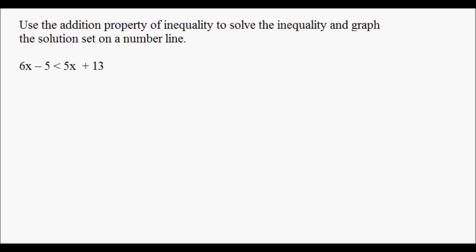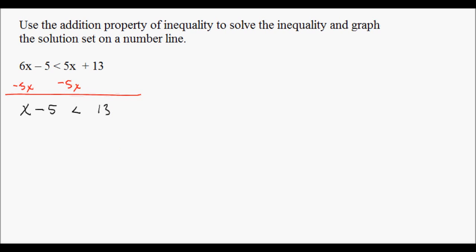Okay, so I'm going to solve this thing by subtracting 5x from both sides because I want to get the x on the left. I want to move my x's to the left. So subtract 5x from both sides. So 6x minus 5x is 1x. Bring down minus 5 is less than, and then here's my 13 just coming down because the 5x is canceled.